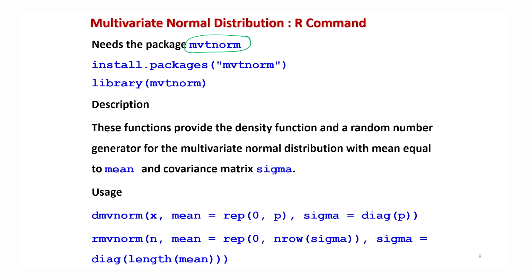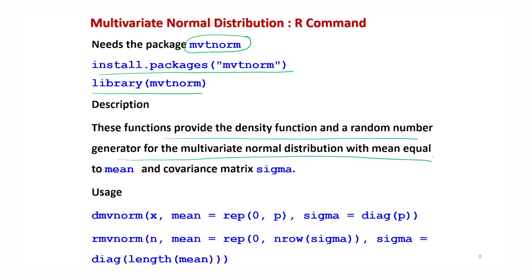It is mvtnorm. You need to install this package first by using the command install.packages, and within parentheses, within double quotes, "mvtnorm", and then you load the library mvtnorm. This package provides the density function and a random number generator for the multivariate normal distribution with mean equal to mean and covariance matrix equal to sigma. Right. So this is what you have to write here.